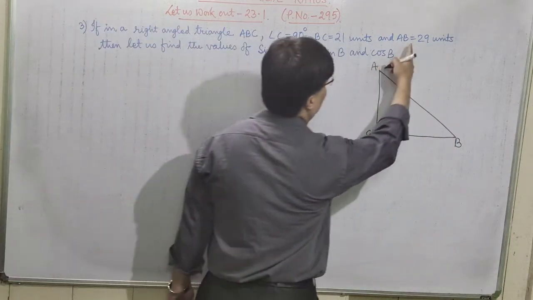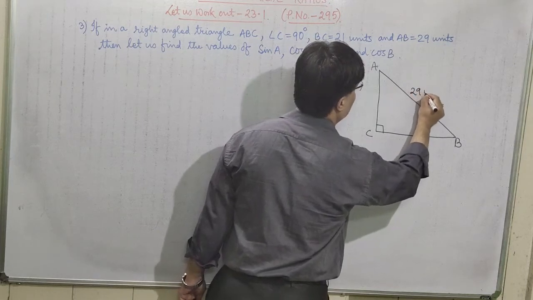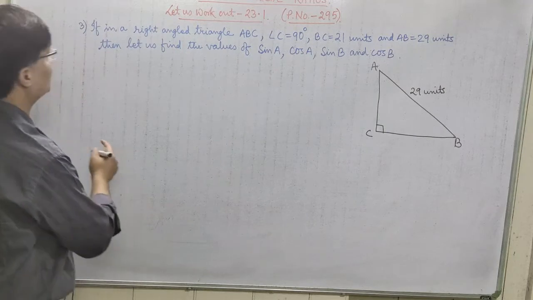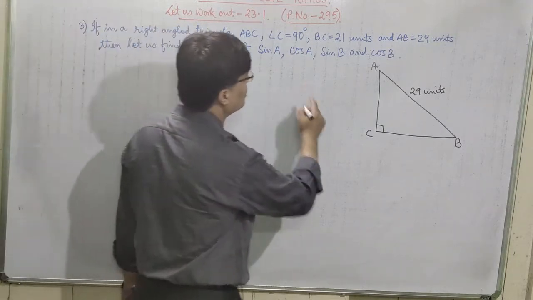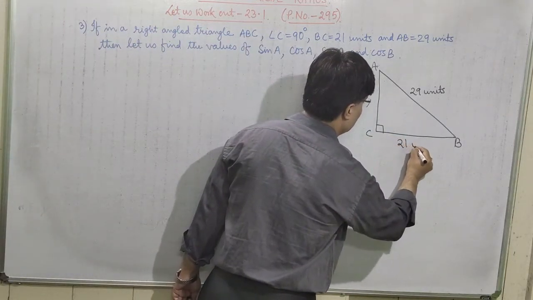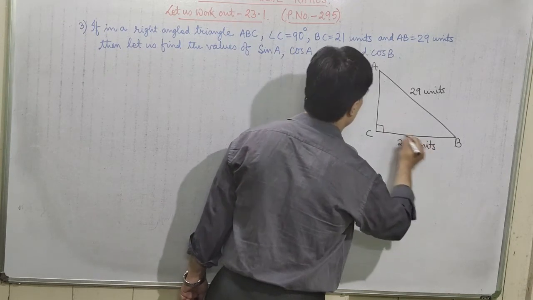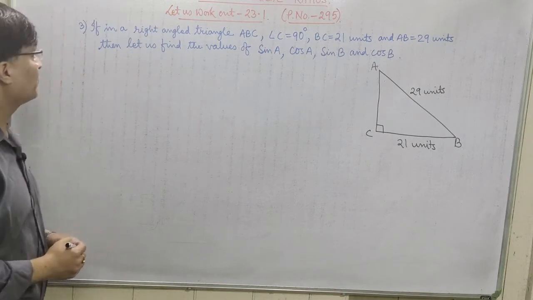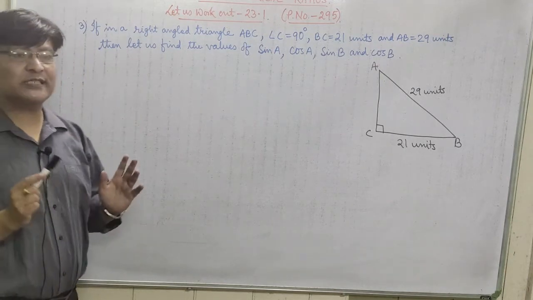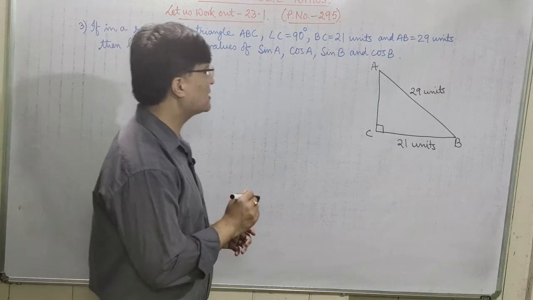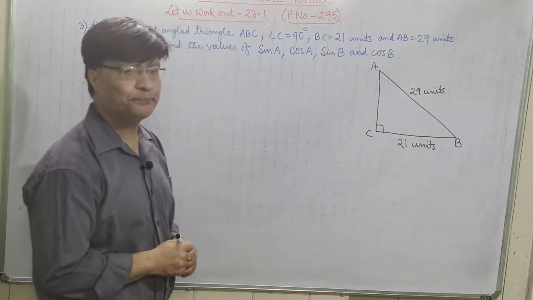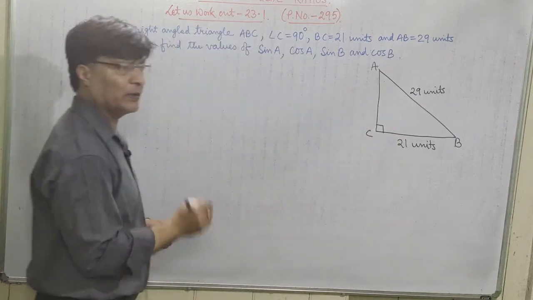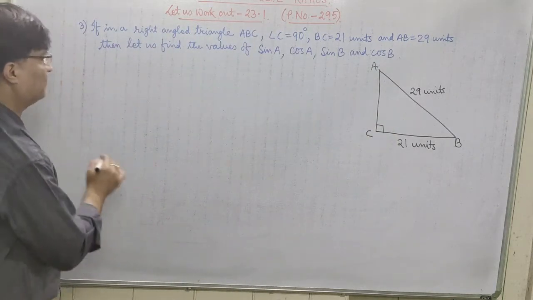Now what is AB here? AB is equal to 29 units. And BC is equal to 21 units, right? Then let us find the values of sine A, cos A, sine B and cos B. Okay. So now let us find out the value for AC here.